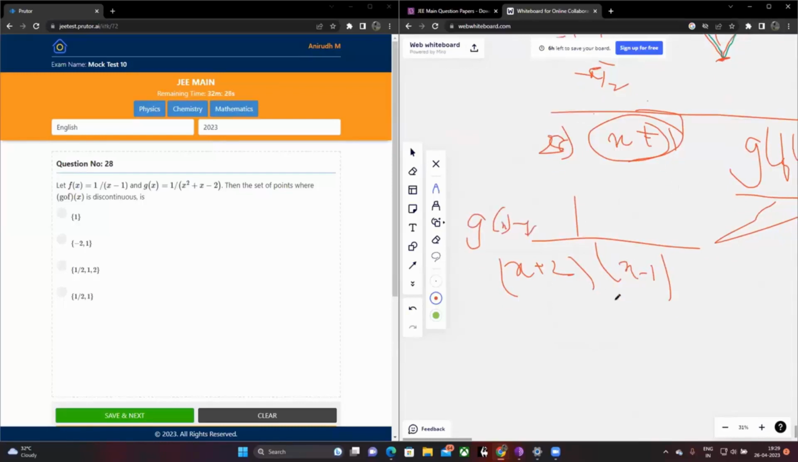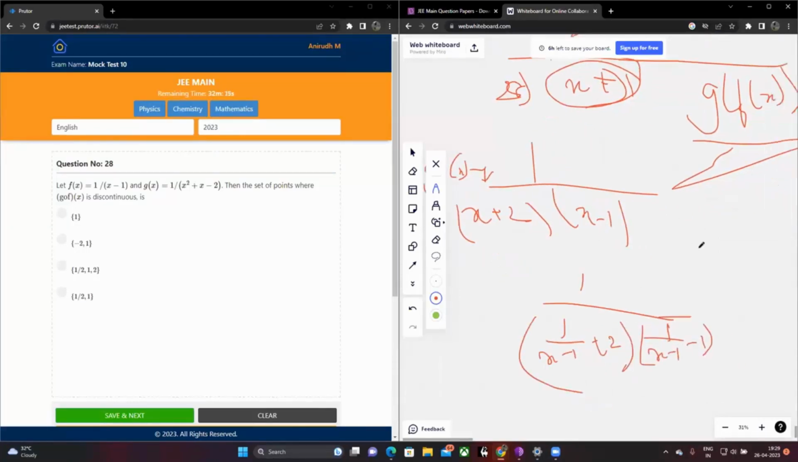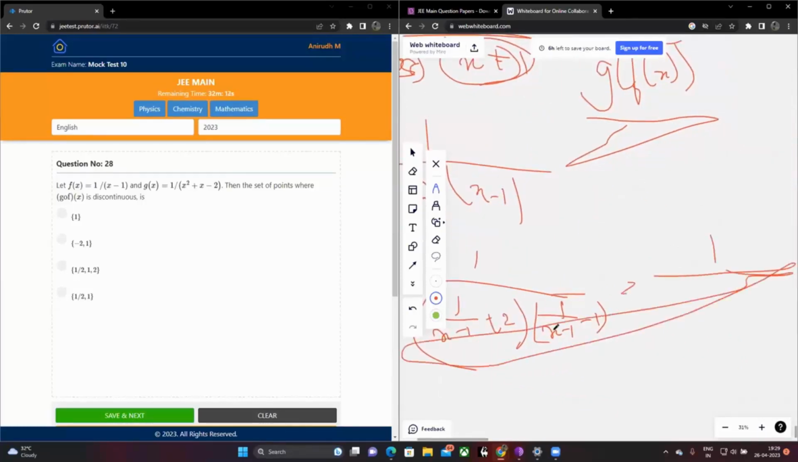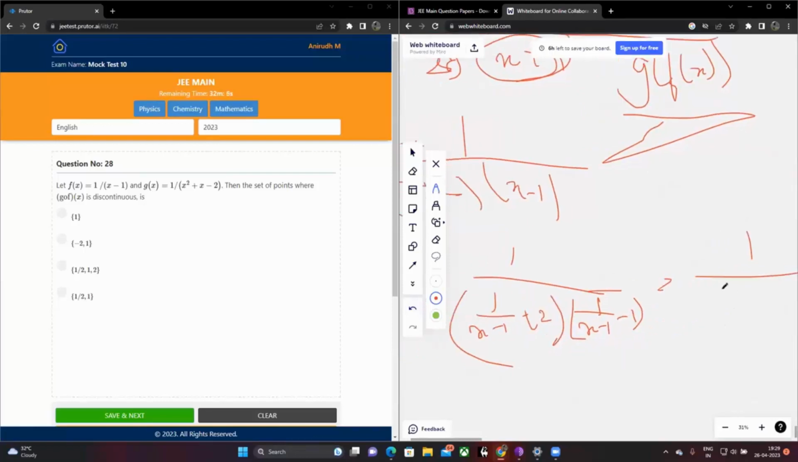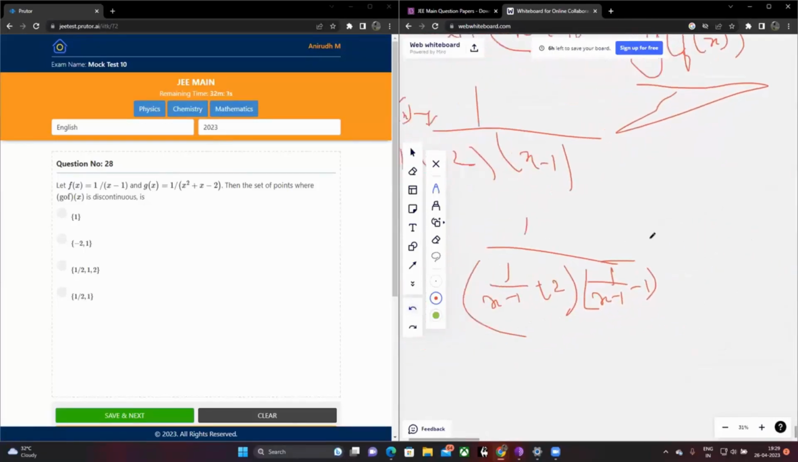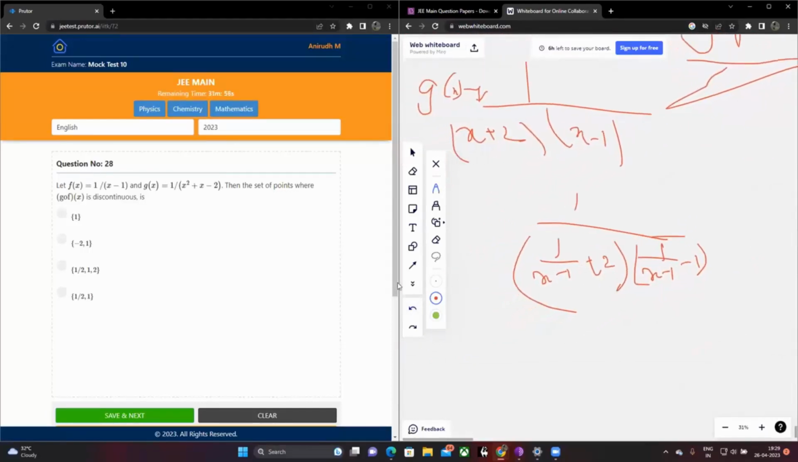So g of f of x is basically 1 by x minus 1 plus 2 into 1 by x minus 1 minus 1. I don't really need to simplify further, right? So this is the form that g of f of x actually takes. So now here you can see that this should not be equal to minus 2. This should not be equal to 1.